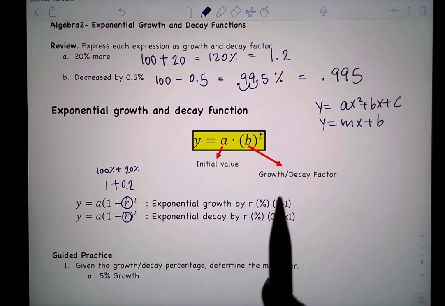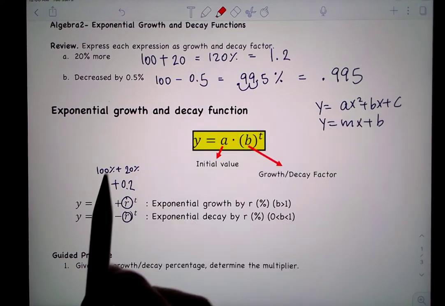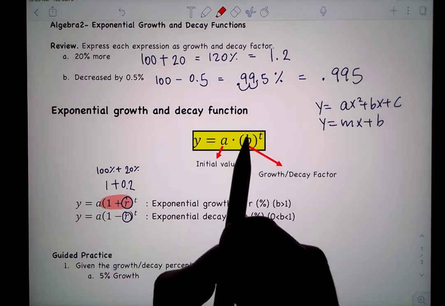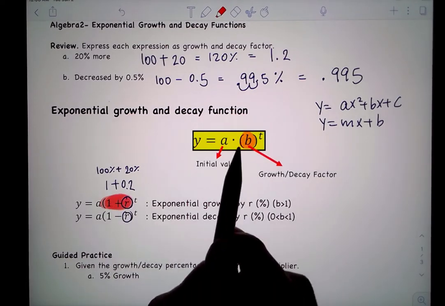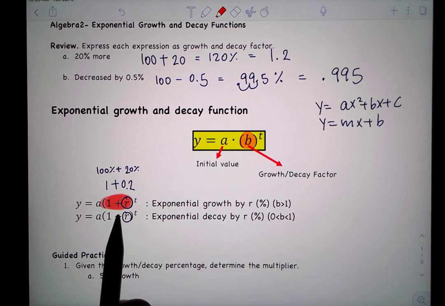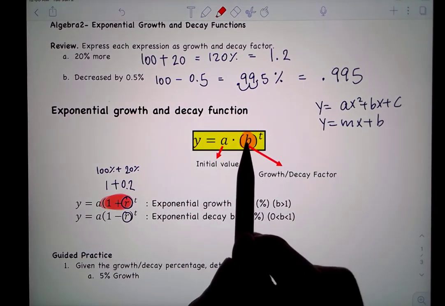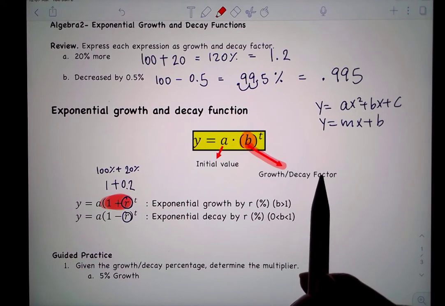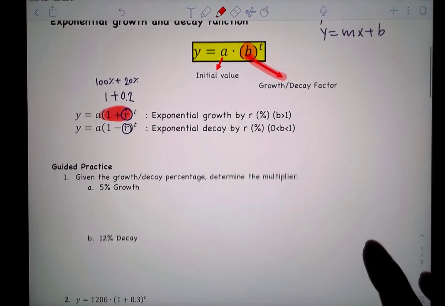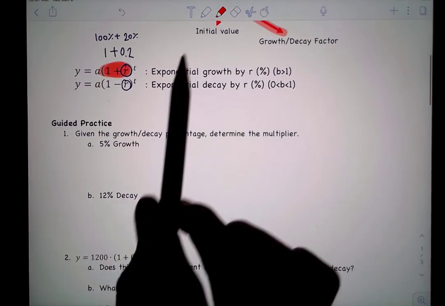Okay? So in that case, this entire thing represents b. That's the same thing. b and this entire thing are the same thing. But for b, we can express it that way. All right? And for b, we say growth or decay factor. So that's it. So I just want you to look at the format. All right? So let's look at this one, guys.